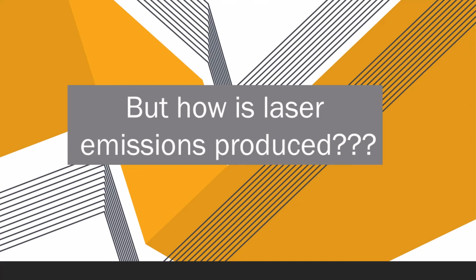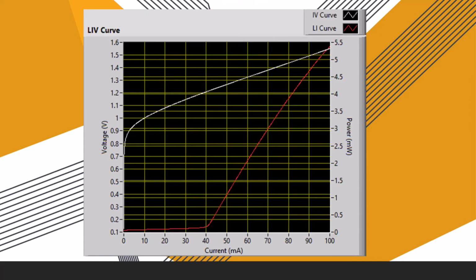This graph shows the current against voltage and power of a single contact diode laser. The red line is the power against current of the laser. We can see here clearly that there is a sharp increase of the slope of the red line. The current where this sharp increase in power occurs is known as the threshold current, and it is where the laser begins emitting laser emissions. Before the threshold current, there is only spontaneous emission from the laser. This is the same way an LED emits light.